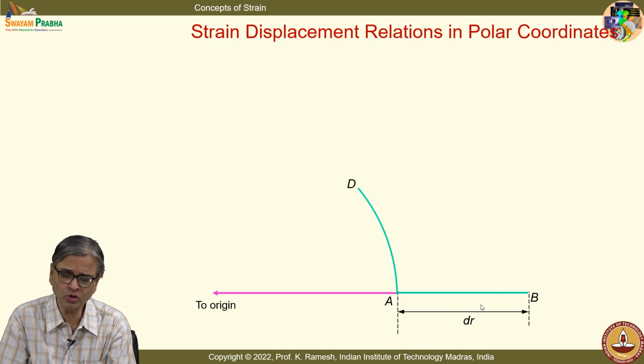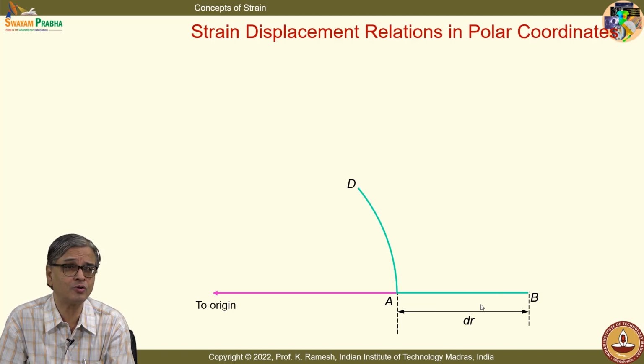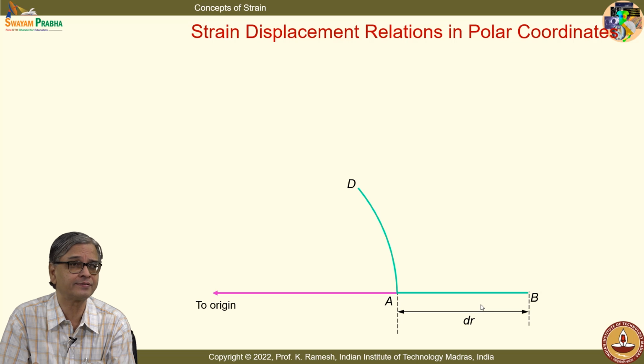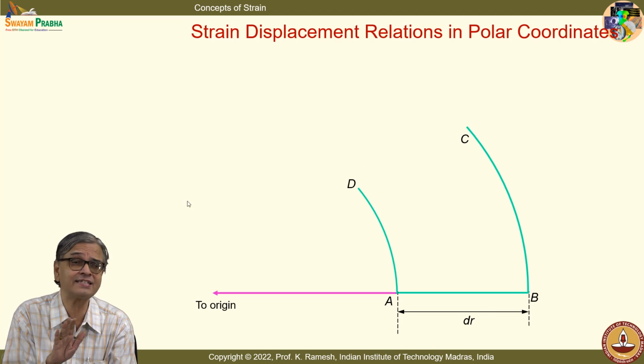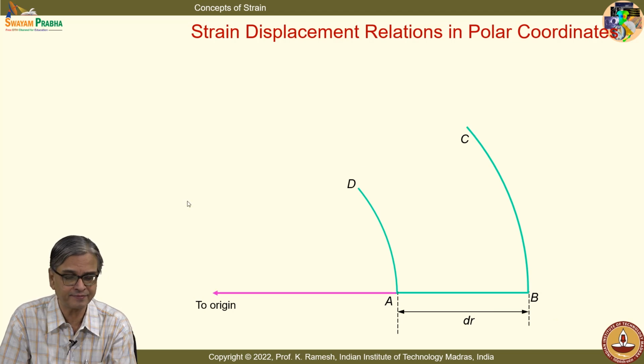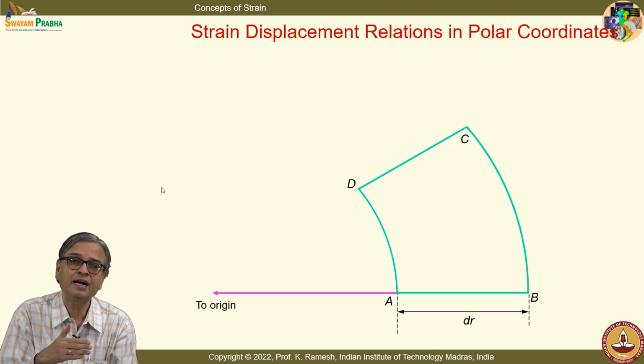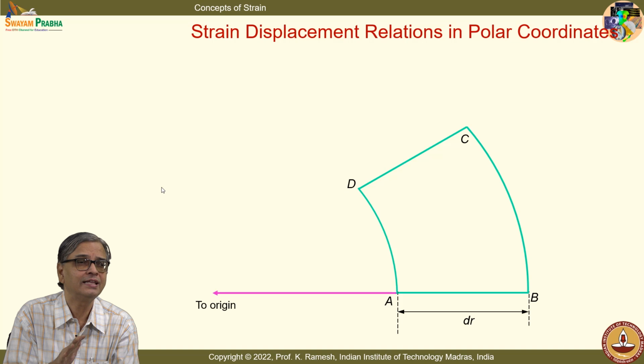I am going to go slow, which will help you to draw as I am drawing. Fine. I have the segment BC. These are all exaggerated pictures, you should keep in mind. So, I have taken a simple element in the radial and circumferential direction. I have these two lines. So, I have an element ABCD. Under the given action of loads, this element gets distorted.